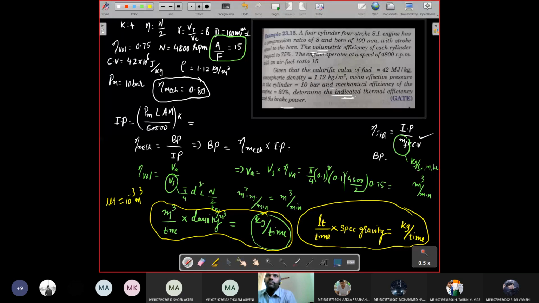Is this problem clear now? Sir, what is the unit of specific gravity? No units. Specific gravity is the relative density; it is a ratio. No units for specific gravity. Then how will we get kg per time, sir?